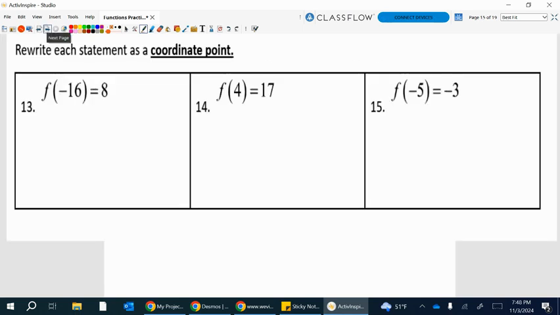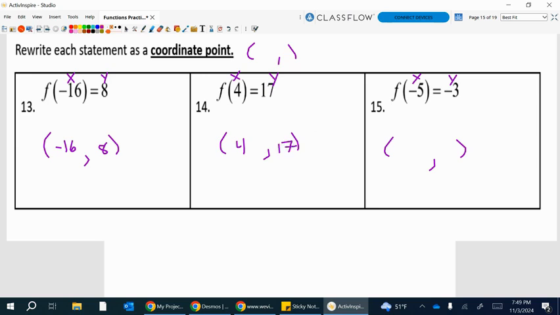All right, this one is what we just did before: rewrite each statement as a coordinate point. Coordinate points look like this. So I can just go ahead for each question and write it like a coordinate point. X is inside the parentheses, Y is outside. And so I'm just going to take it from this statement and write it as an ordered pair. And that is it.